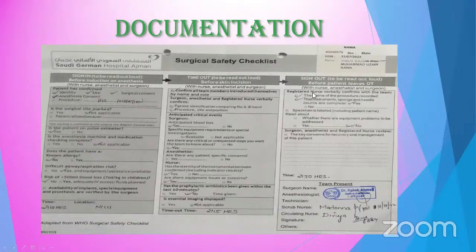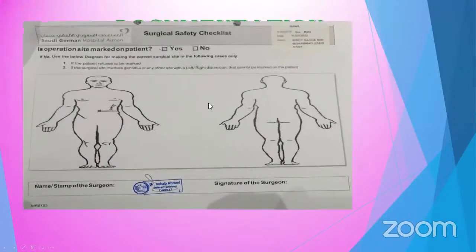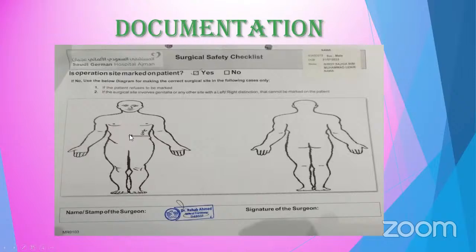Then sign out. The registered nurse verbally confirms with the team the name of the procedure recorded, and the instrument, sponge, and needle counts. You should count, yes. And then the specimen, not needed. Then date and time. Then the surgeon will sign here, and then the scrub nurse, and then the circulating nurse. This is the surgical checklist, this marking site. We didn't mark only for demo purposes, but in the actual patient, we did mark.